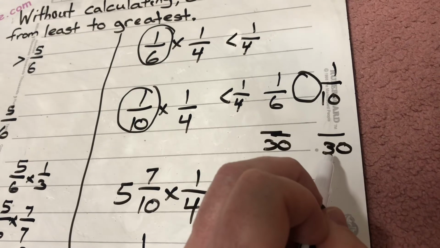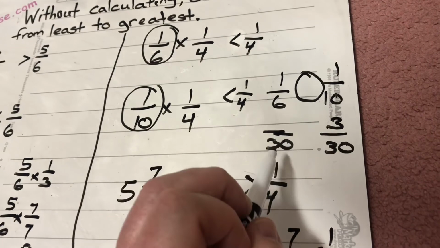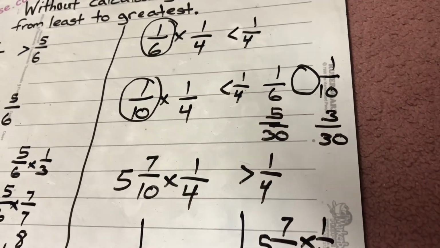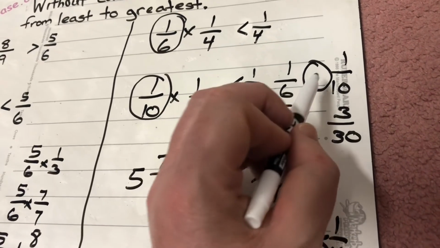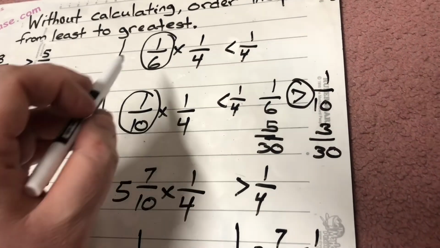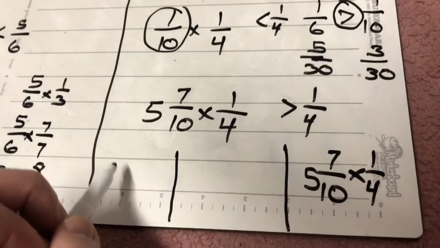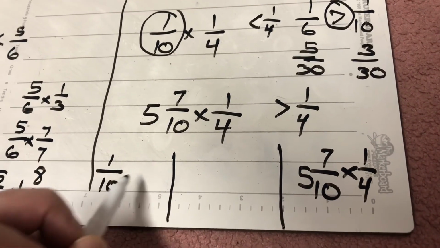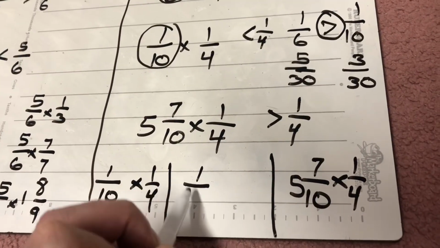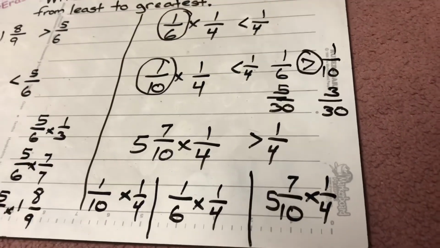Well, 10 times 3 is 30, so 1 times 3 is 3. 6 times 5 is 30, so 1 times 5 is 5. Well, that's 5 over 30, and that's 3 over 30. So 1 over 6 is the bigger number, which means that that's going to have a larger product than 1/10 times 1 over 4. So my smallest one is the 1/10 times 1/4. My middle one is the 1/6 times 1/4. And as we established, the biggest product is going to be 5 7/10 times 1 over 4.